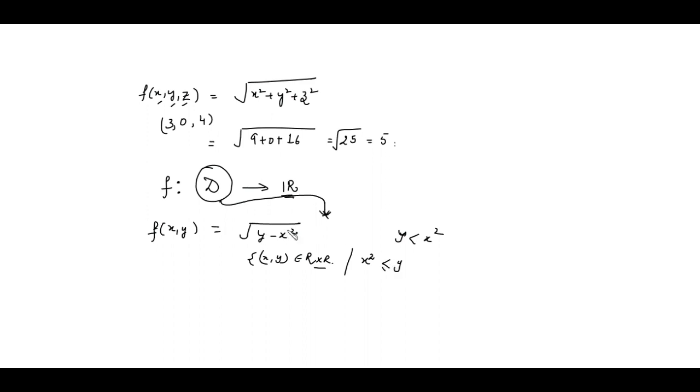Your y should be greater than or equal to x square. So you require all those real numbers such that x square is less than or equal to y. So this is your domain set. Only then we will get the real values.